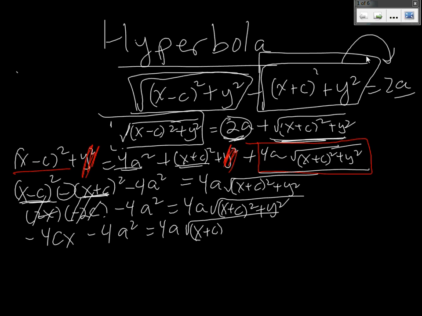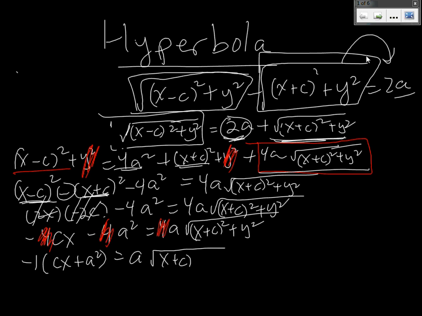The next thing I notice is that every term is being multiplied by 4. That is, it is a multiple of 4. So I divide the first term by 4, the second term by 4, and the last term by 4. And on the left I get negative, I'll factor it out, (cx plus a squared), negative 1 times that, equals a times the square root stuff.